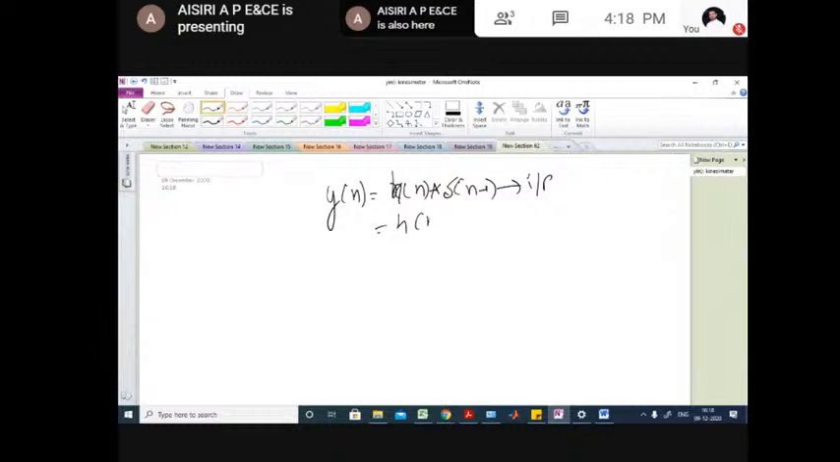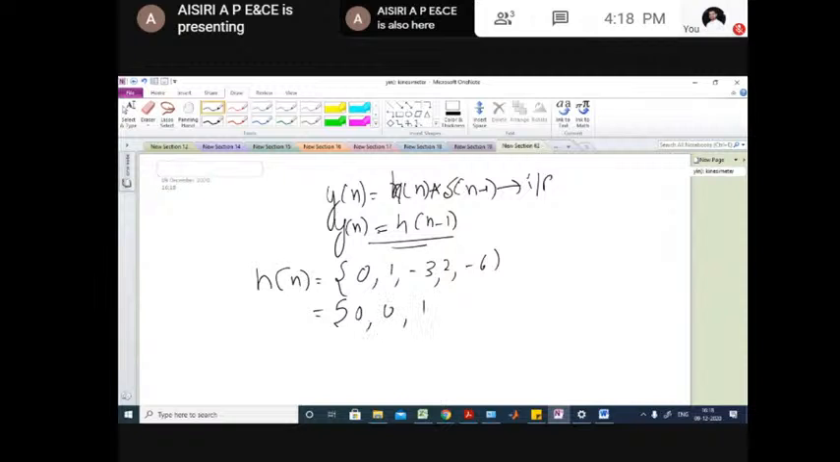So what will I get? That is h of n minus 1. So the output is now equal to h of n minus 1. I have h of n which is equal to 0, 1, minus 3, 2 and minus 6. h of n minus 1 will be 0, 0, 1, minus 3, 2 and minus 6. So this is the delayed version of h of n, which would give me y of n.